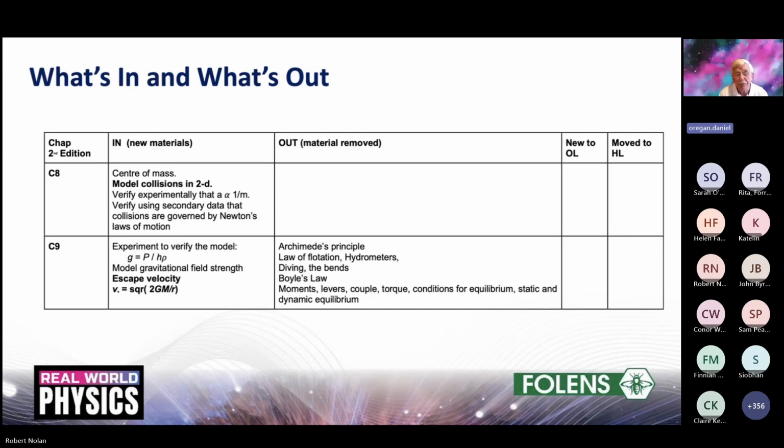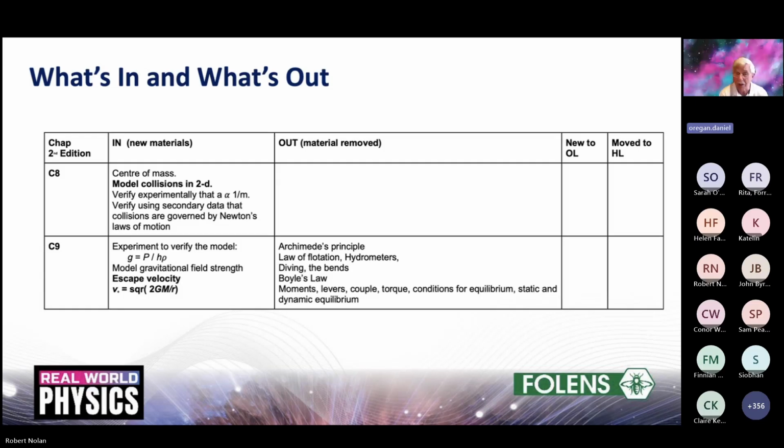Also new is the idea of the model of gravitational field strength. Now, ultimately, that gravitational field strength is another way of describing what we used to call acceleration due to gravity, and both are dealt with in the book. The formulas are effectively the same, but it is a new concept with a new unit that needs to be addressed properly. There's no particular difficulty there.